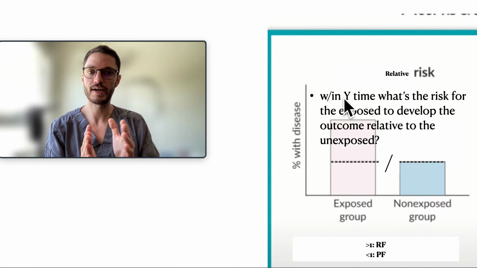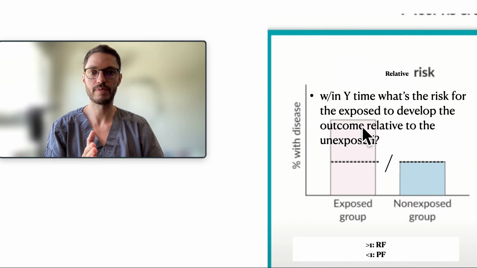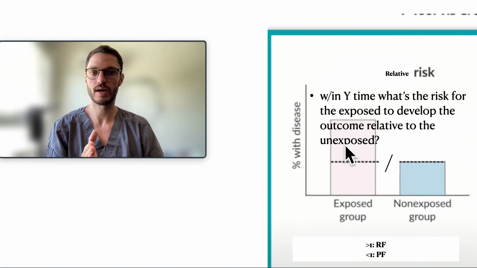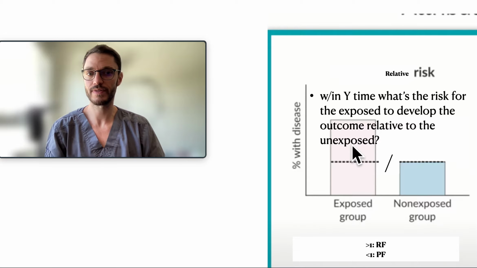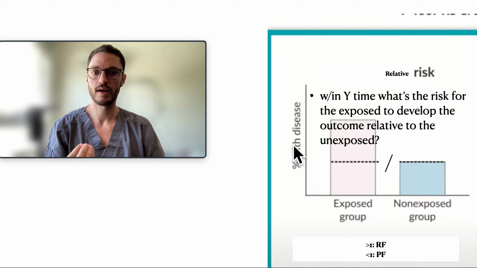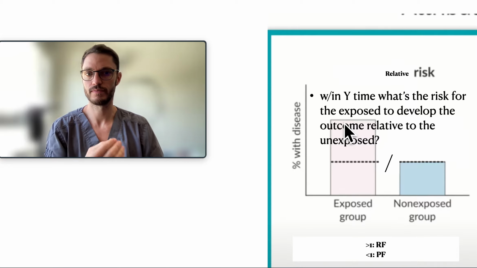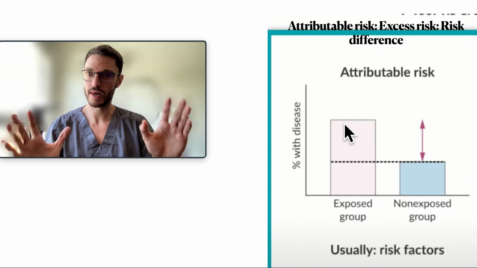So within y time, what's the risk for the exposed to develop the outcome relative to the unexposed? Basically, what this is saying is x times more than the unexposed. So this is telling us that smoking increases the risk for heart disease x times more than in non-smokers. Now, that was relative risk.